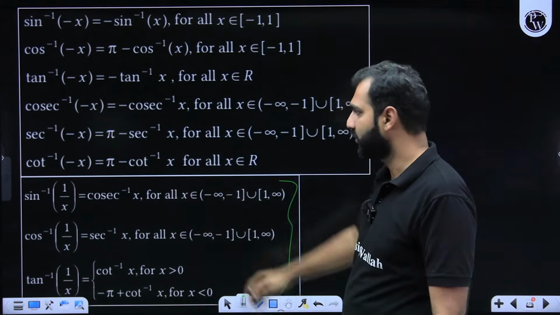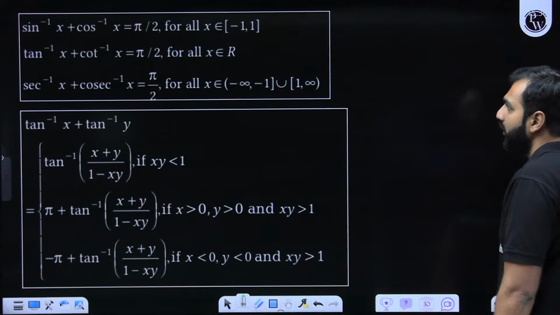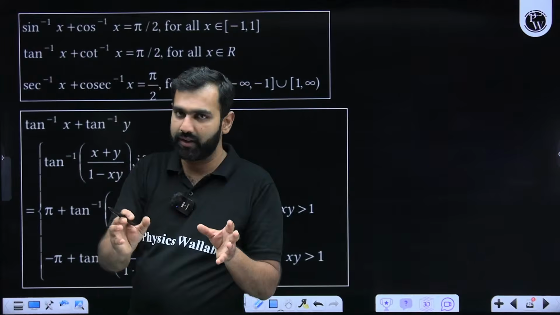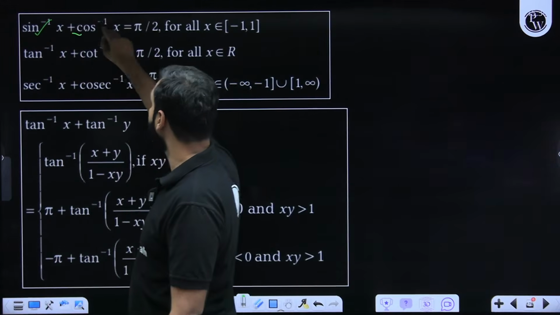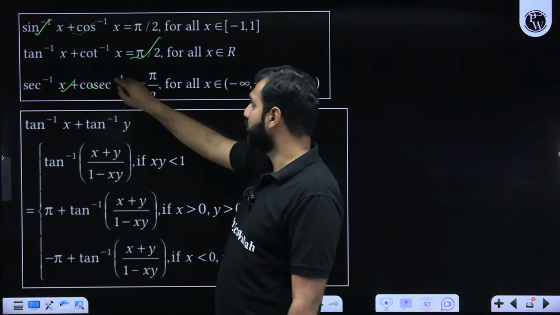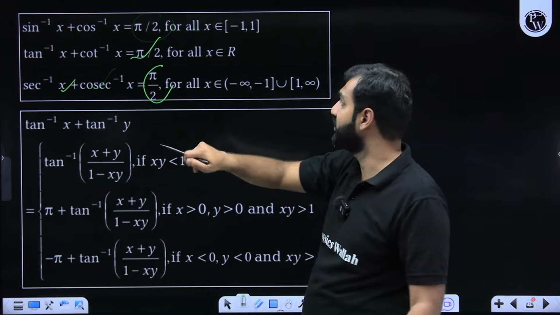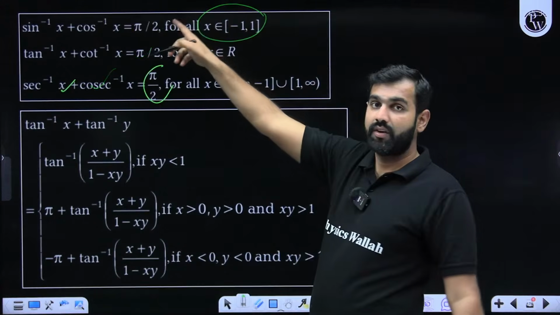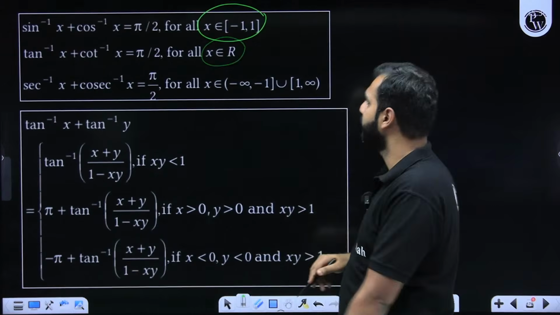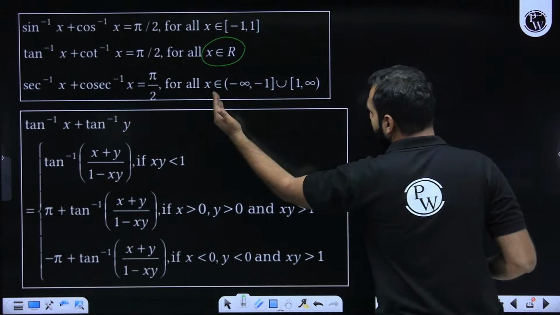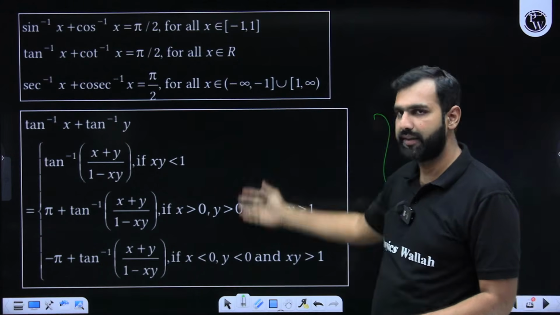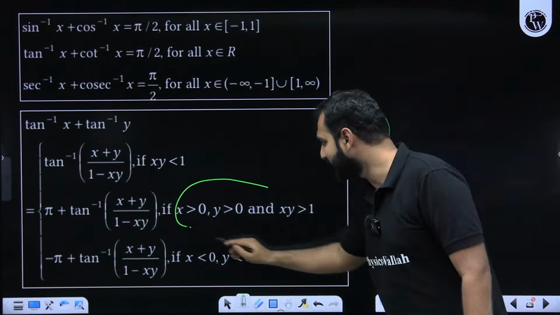Sine inverse of 1 by x is cosec inverse x. That, I think, is self-explanatory. Here, you got to remember this. Sine and cos are complementary in terms of angles. We know that. So sine inverse x plus cos inverse x will be pi by 2. Tan inverse x plus cot inverse x will also be pi by 2. Sec inverse x plus cosec inverse x will be pi by 2. But the catch is, x should be between minus 1 and 1 for sine inverse x and cos inverse x. For tan and cot, it can be any real number. But again, for sec and cosec, it should be either less than minus 1 or greater than 1. I will request you to memorize it by heart along with these cases.